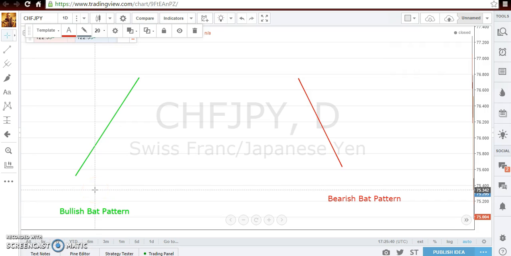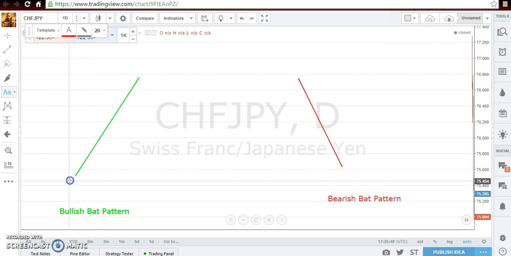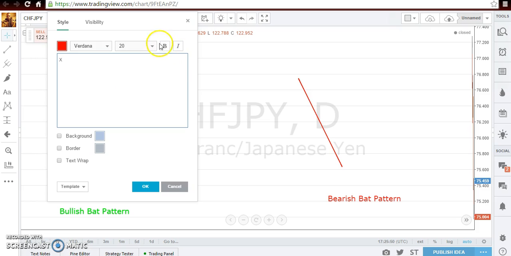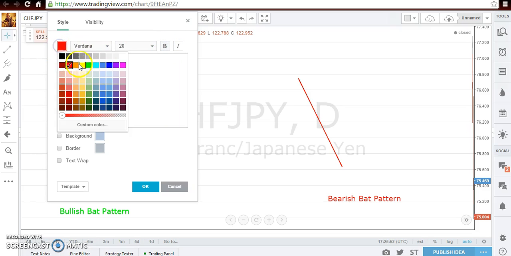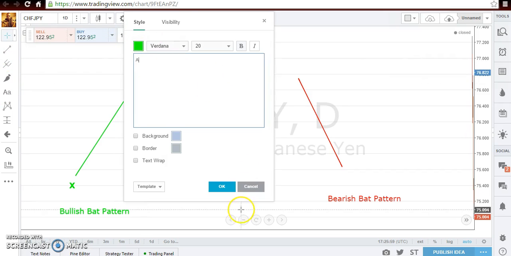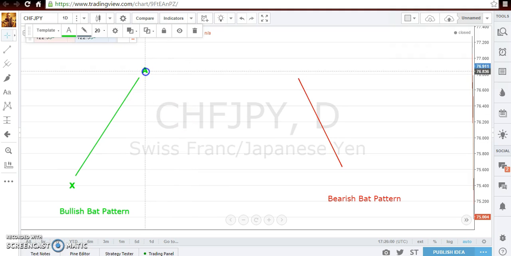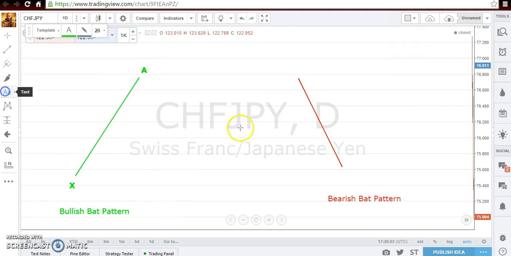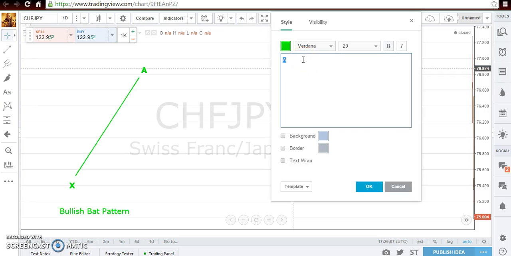As we know, in the standard general method of labeling advanced patterns, the starting point of an impulse leg is usually known as X. So I'm going to label that as X. Change that to green, and the endpoint is called A. I'm going to label that as A. Just note that whatever I'm doing to the bullish pattern, I'm doing the opposite to the bearish bat pattern.